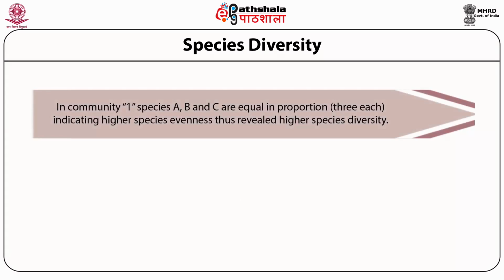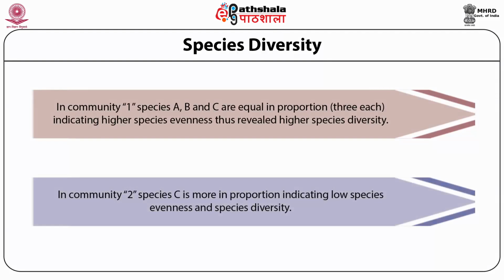In community first, species A, B, and C are equal in proportion, three each, indicating higher species evenness, thus revealing higher species diversity. In community second, species C is more in proportion, indicating low species evenness and low species diversity.